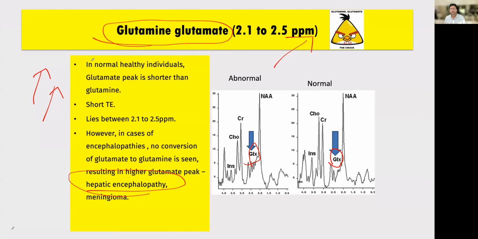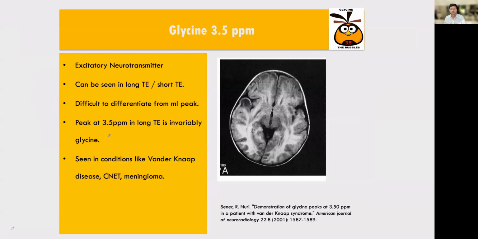But you have to understand glutamine, yellow bird, and it is seen in hepatic encephalopathy. And this glycine is again from the textbook, in Van der Knaap disease, PNET, meningioma. See, Van der Knaap is a cystic disease. So cyst, okay. Then PNET again is a bubbly looking tumor.